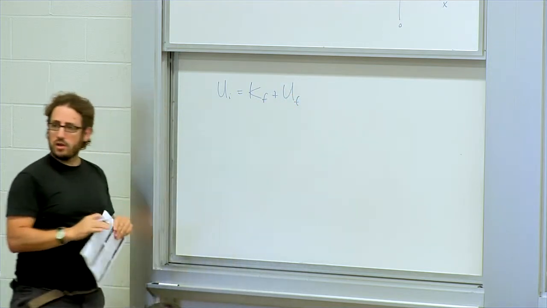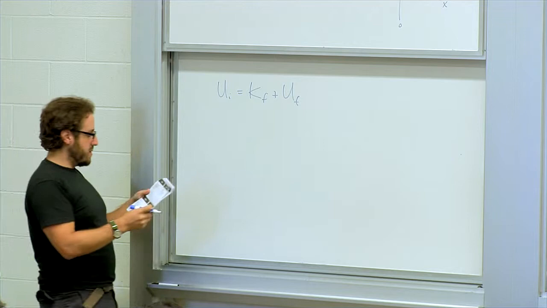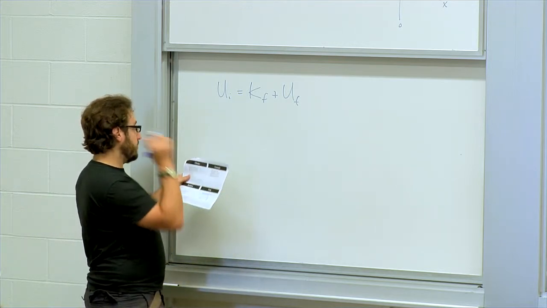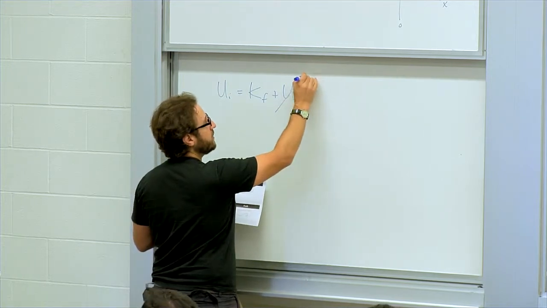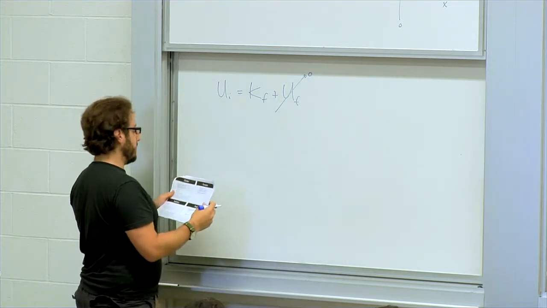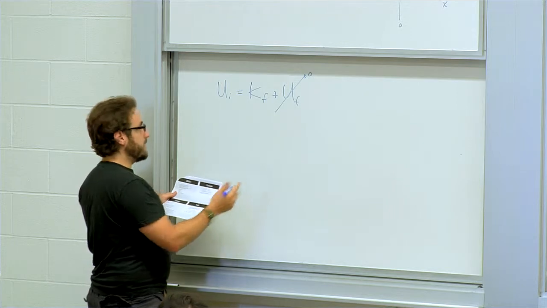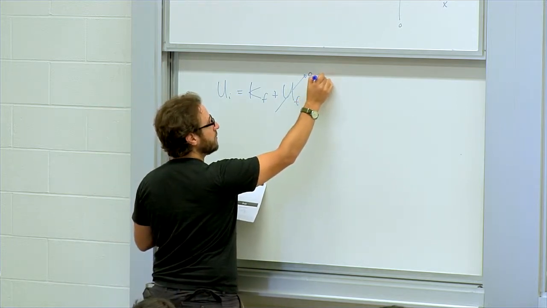There's no friction here, so it's a simple setup. Now the maximum speed is going to be when we have minimum potential energy. So we'll set that to 0. We'll say when U_F equals 0, and that we know is going to be at x equals 0.